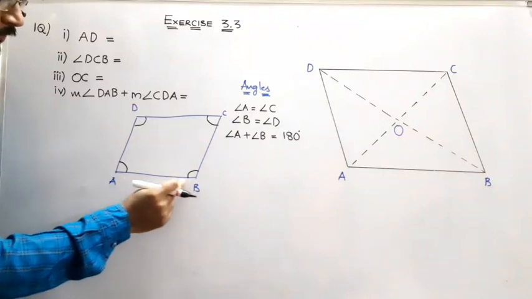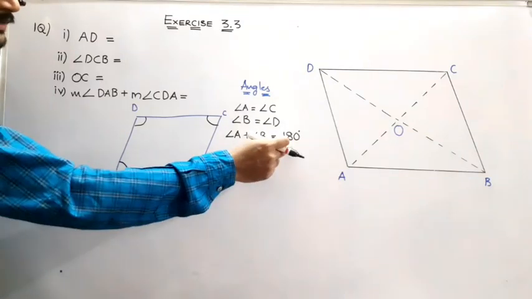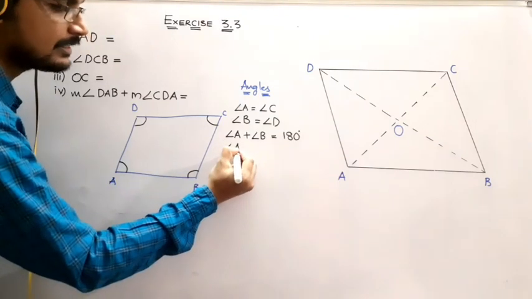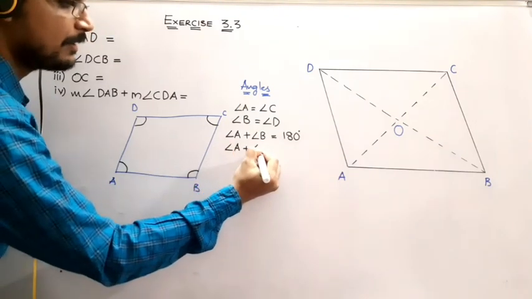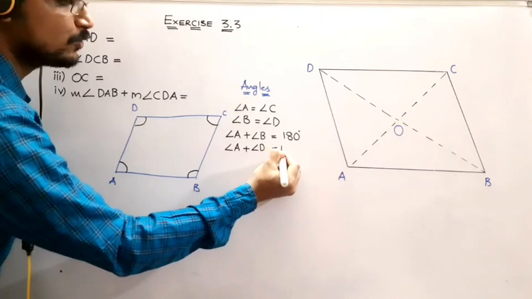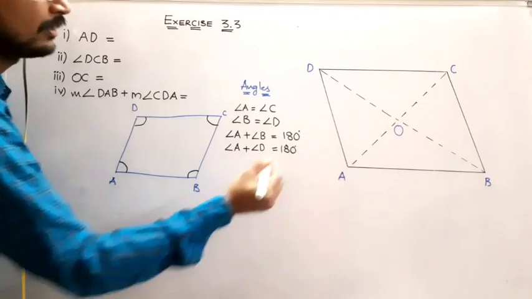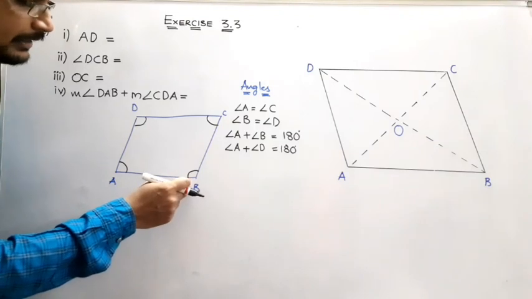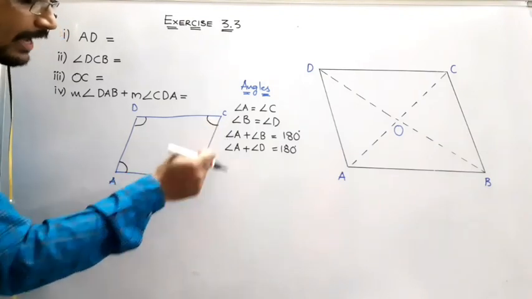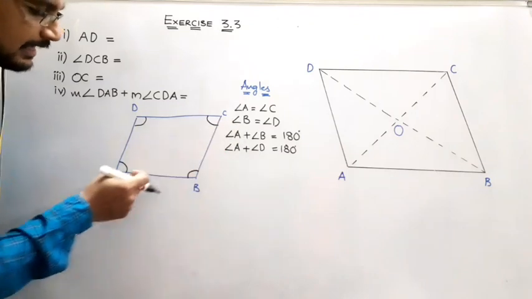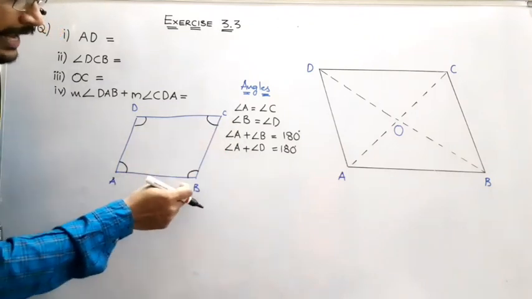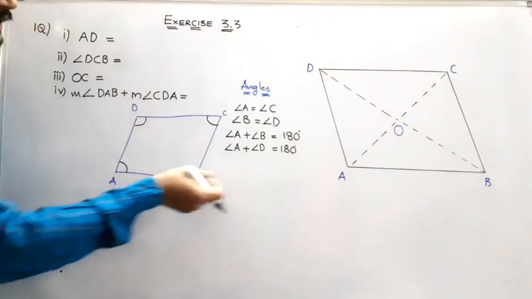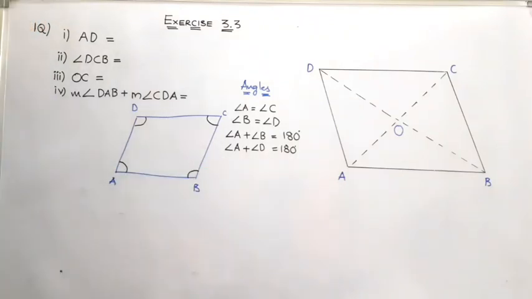Okay, a pair of adjacent angles will always give us a supplementary angle, and the other supplementary angle for A is angle D. Angle A plus angle D will be equal to 180 degrees. Very important point. The same is the case with B. If you take angle B, the adjacent angles of angle B are going to be angle C and angle A. So angle B plus angle C will be equal to 180. Angle B plus angle A will be equal to 180 degrees.